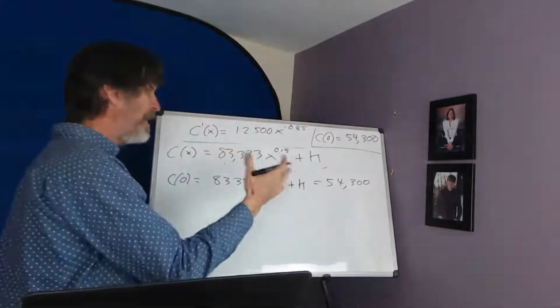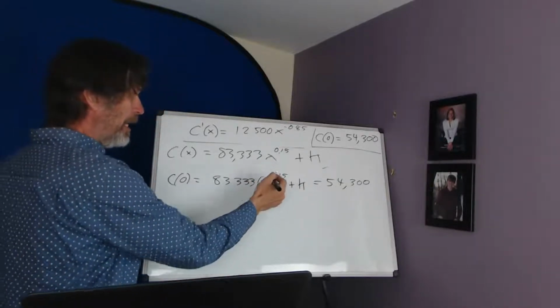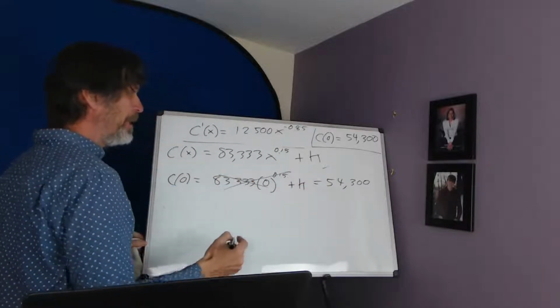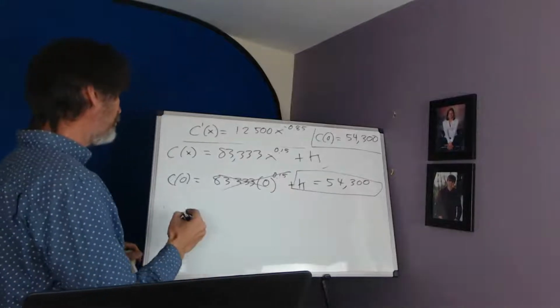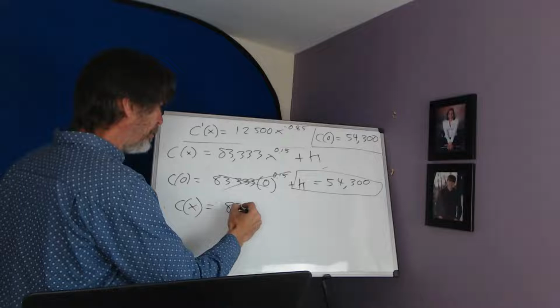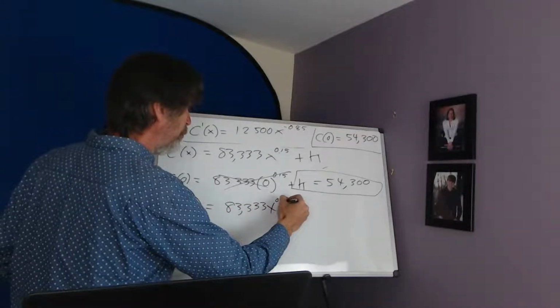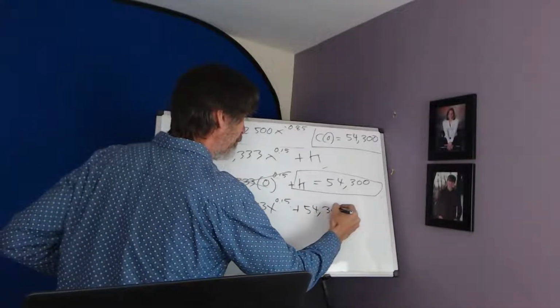That has to be 54,300. With that information, I can now go back and figure out K. Well, 0 to any power is equal to 0, so that one disappears. I know then that K is equal to 54,300. So here's my cost function: $83,333 x to the 0.15 plus 54,300.